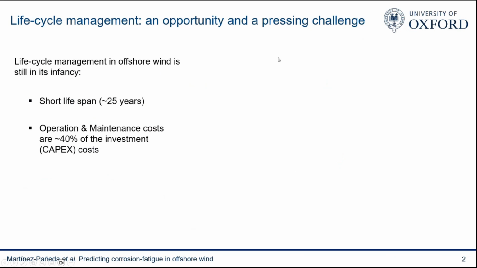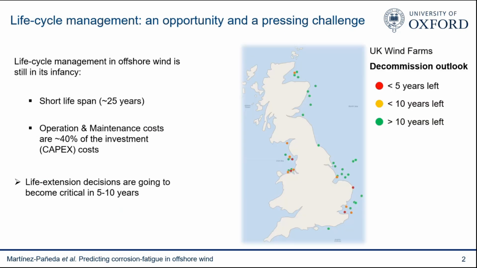The motivation for the work is clear. Despite the remarkable progress in the competitiveness of offshore wind, its life cycle management is still in its infancy. And this is evidenced by the short lifespan of offshore wind turbines, 25 years, half of that of nuclear power plants, and the high cost associated with operation and maintenance. Moreover, life extension decisions are about to become critical to the UK, as you can see in this map here.